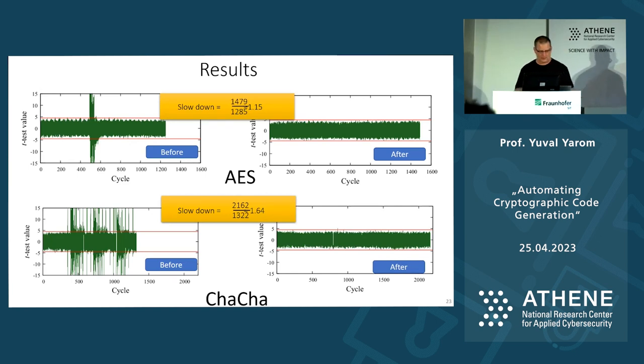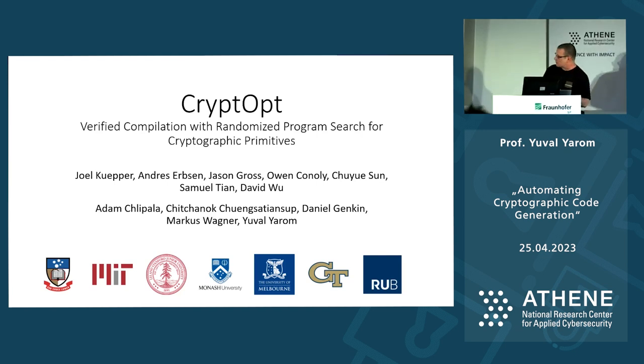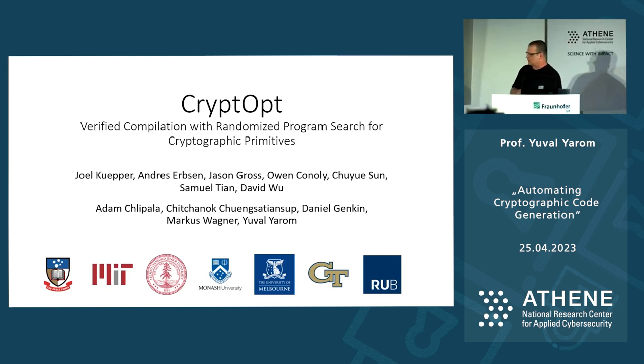All clear, beautiful. So let's move to the second topic. Second topic, CryptOpt. This is again collaboration all over the world. There were far fewer organizations when we started, but three people left Adelaide and moved each to a different place, so we have three more institutions there. The work has been done by Joel, who did the optimizer, and Andres and Jason, who did the verification, and the others that helped. Each one did their part and I'm giving this talk. That's how we get the name, typical professor work.